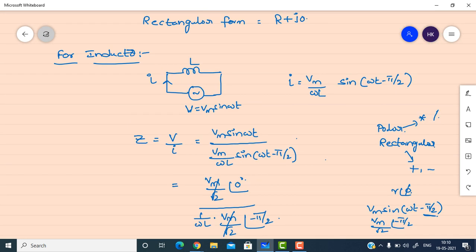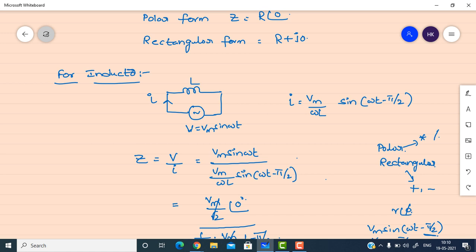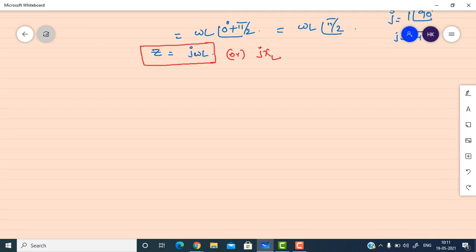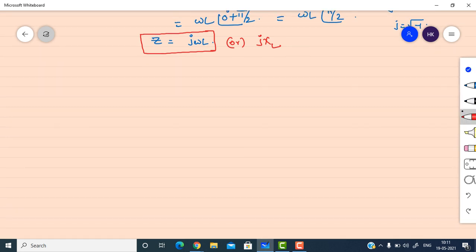Now can you do it for the capacitor? The same procedure. Impedance means voltage by current. We have the current equation for AC through a pure capacitor, which we derived, the current passing through the capacitor. Use that one, convert into polar form, then find out the value of the impedance for the capacitor. Do it. For the capacitor, find out the impedance.